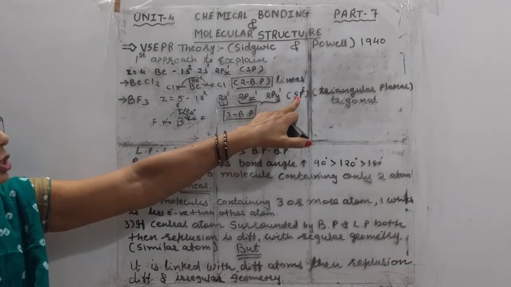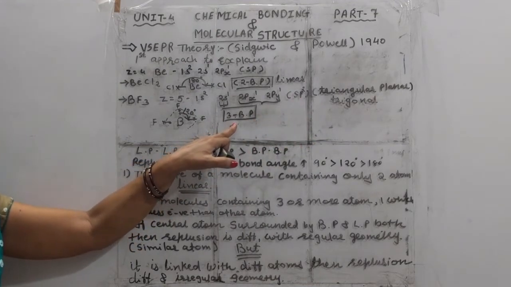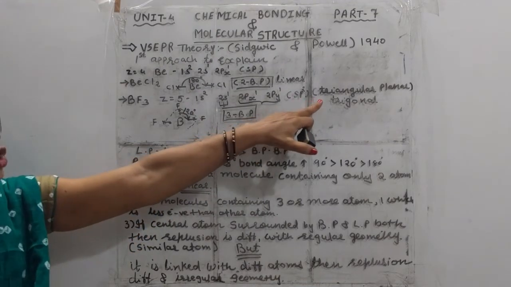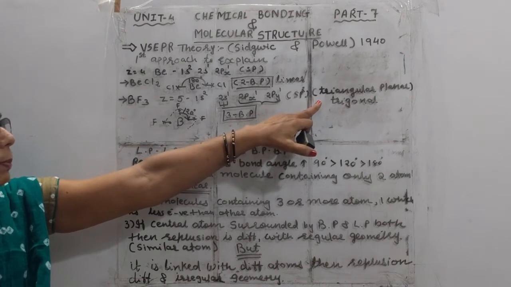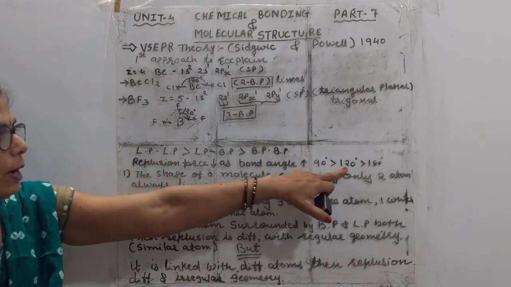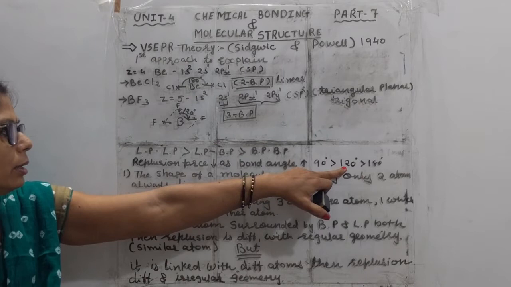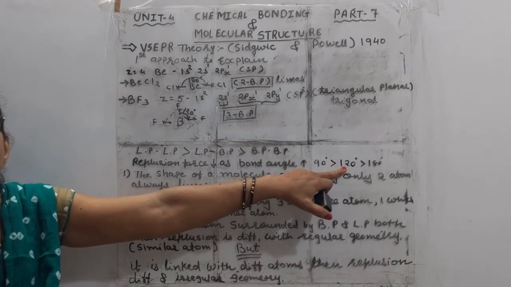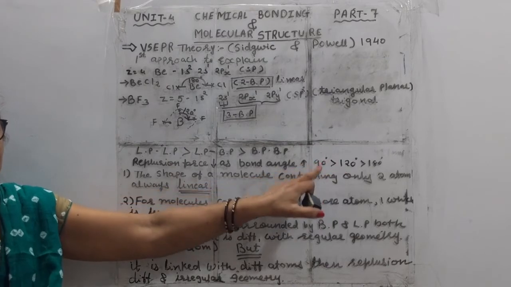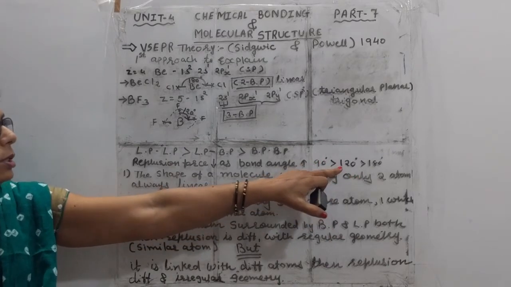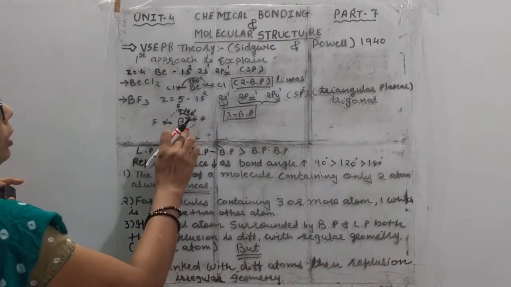sp2 hybridization, all three are bond pairs, then the geometry is triangular planar. And 120 degrees means here the repulsion is not so high, not so low, because it is between 90 and 180. So 120 degrees is the bond angle.